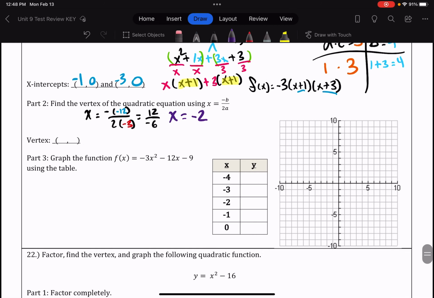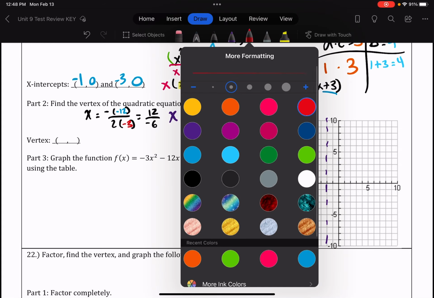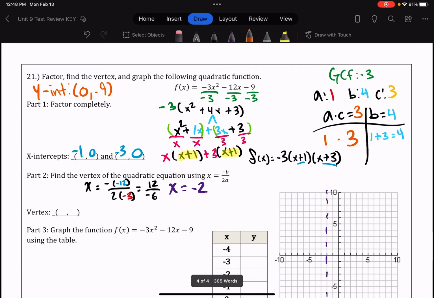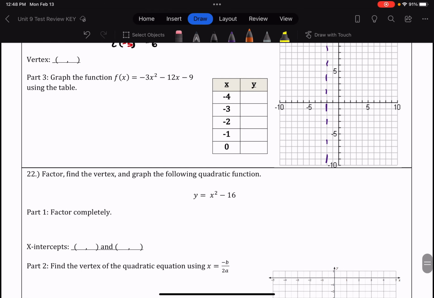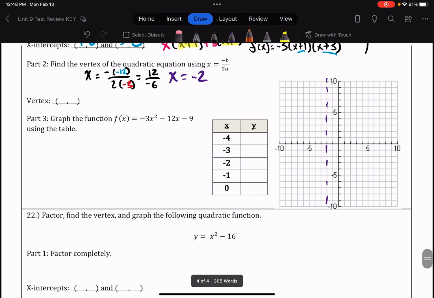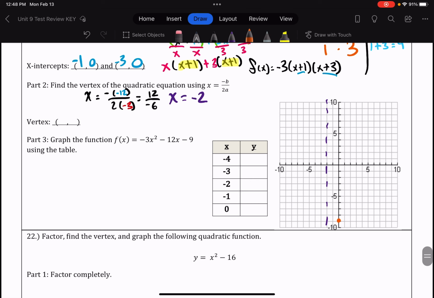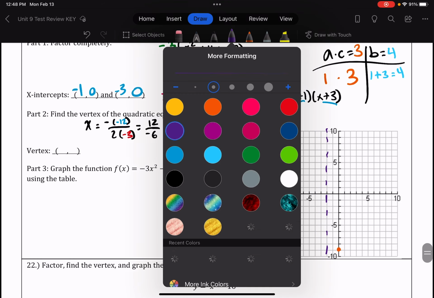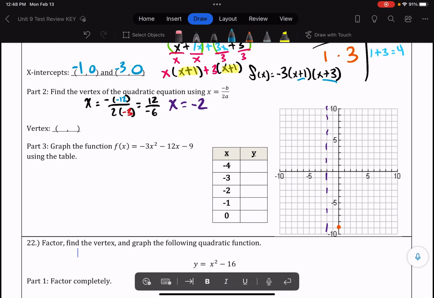I'm going to go ahead and draw that on my graph because I know eventually I'm going to have to graph this function. I'm also going to go ahead and graph my x-intercepts and my y-intercept. So I know I have a y-intercept at (0, negative 9), and I've got x-intercepts at (negative 1, 0) and (negative 3, 0).